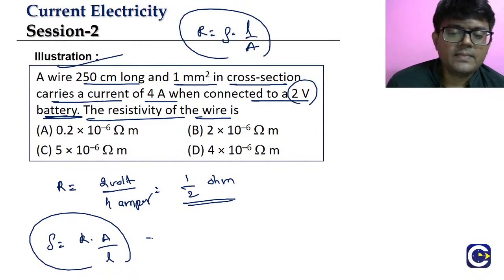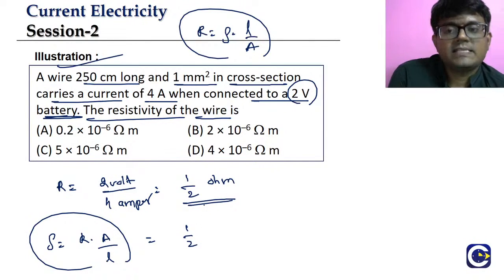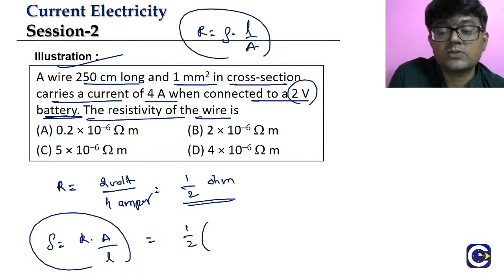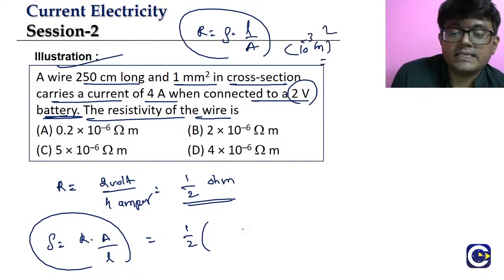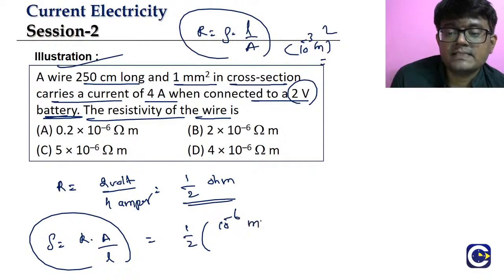Okay, look here, we have R as half. We'll try to take everything in the SI system. In the SI system, the resistivity will be coming in terms of what? Ohm into meter. Okay, look here, in the numerator we have area, how much? 1 millimeter square. Millimeter square, what is it? Millimeter means what? 10 power minus 3 meter. Square it, what is it? 10 power minus 6 meter square.